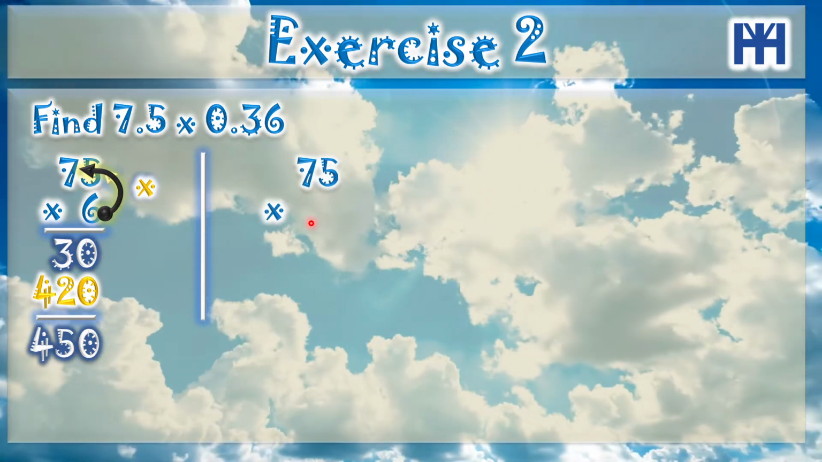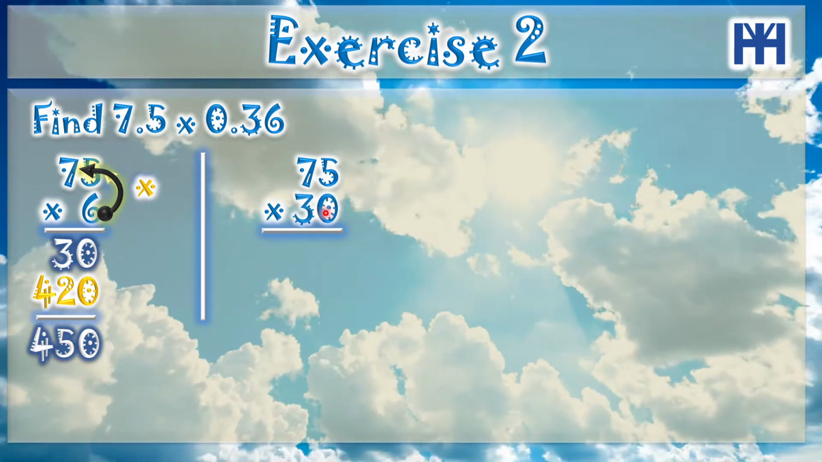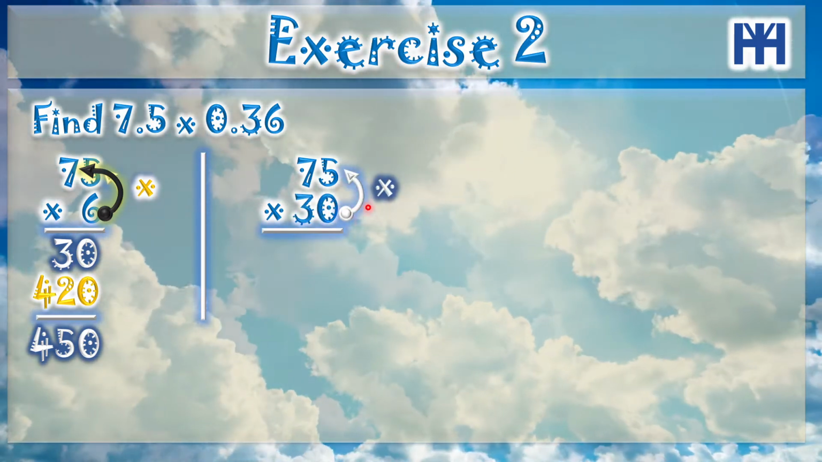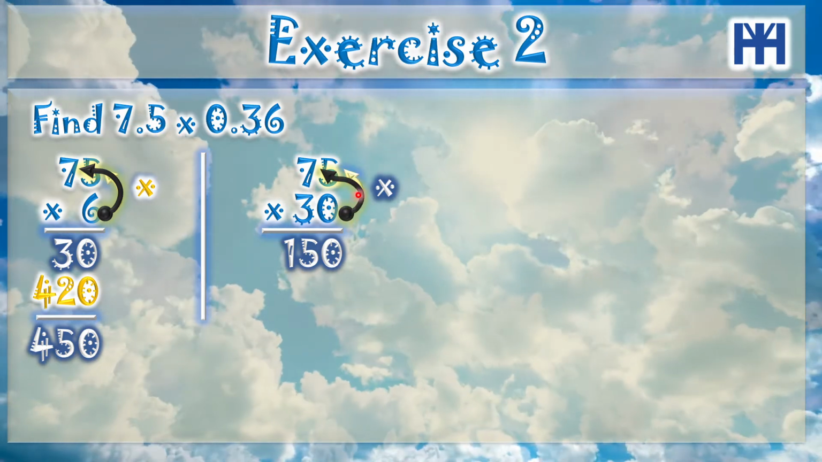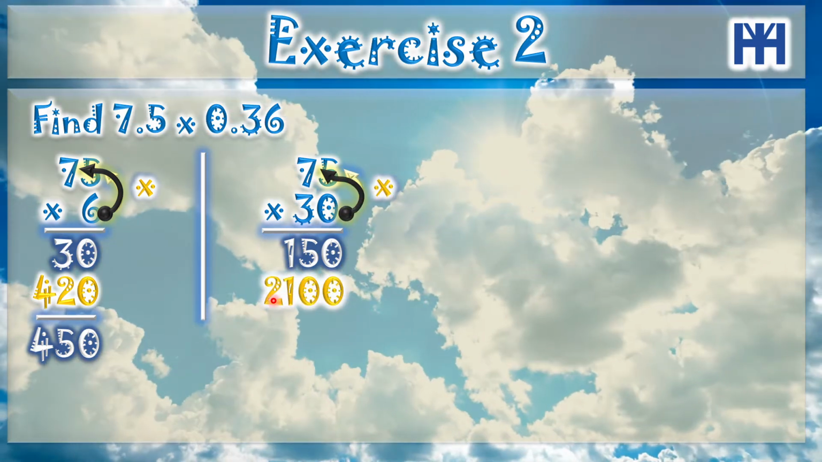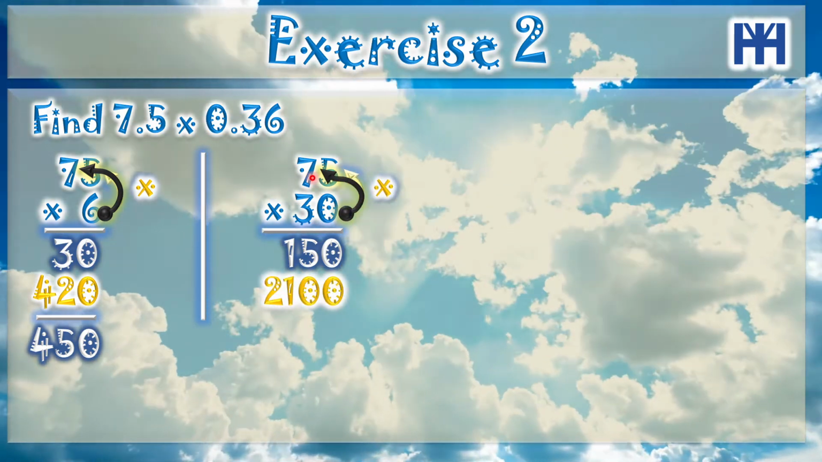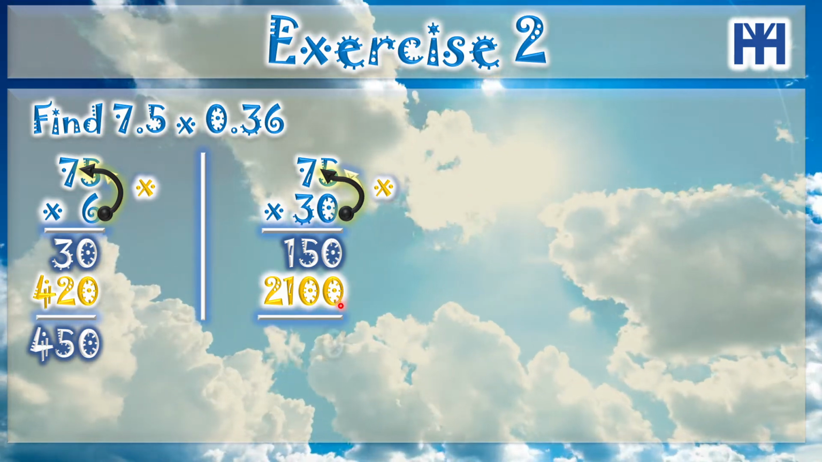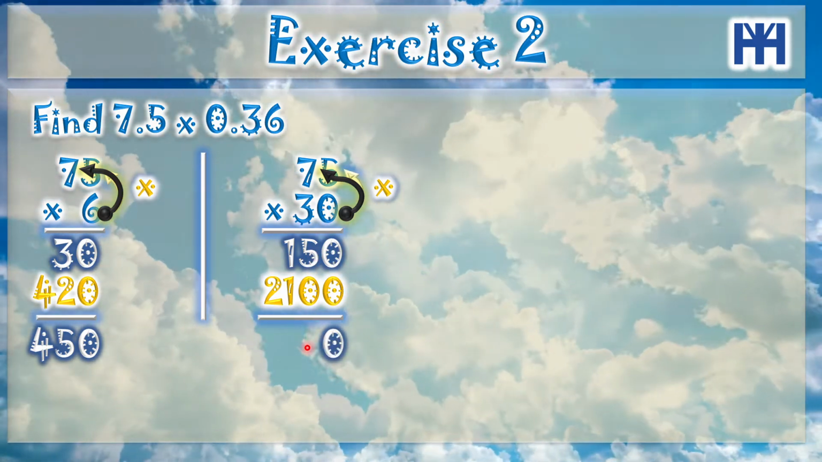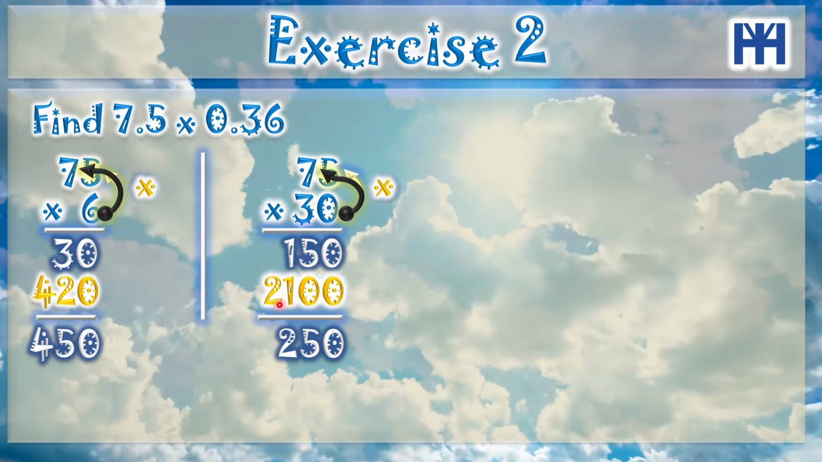Now you'll get 75 times 30. So 30 and 5, it's 150. Then 30 and 70, it's 2100. Then we'll add them. 0 and 0, 5 and 0, 5, 1 and 1, 2, 2 and nothing, 2.